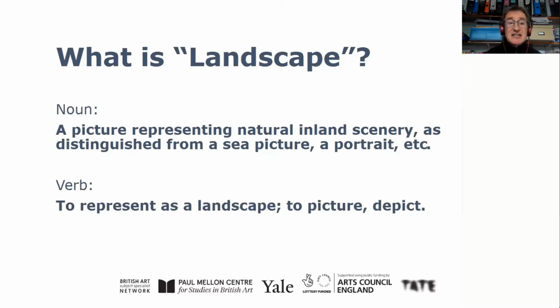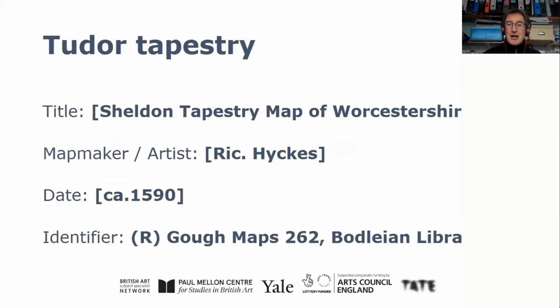What is landscape? Now, if we use the noun, it's a picture representing natural inland scenery as distinguished from a sea picture, a portrait, etc. Or if we go for a verb, to represent as a landscape, to picture, or to depict. So we need to bear these in mind when we start looking at our four maps. So without further ado, we're going to begin with a tapestry.